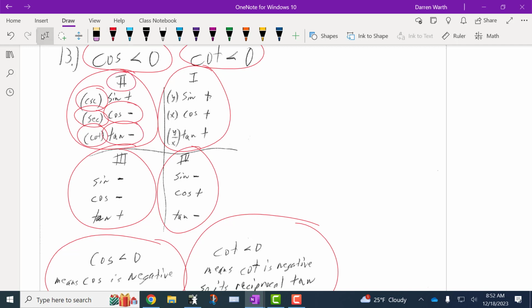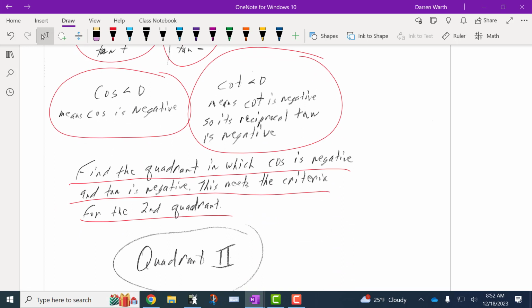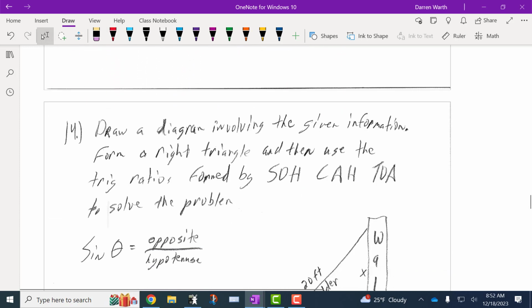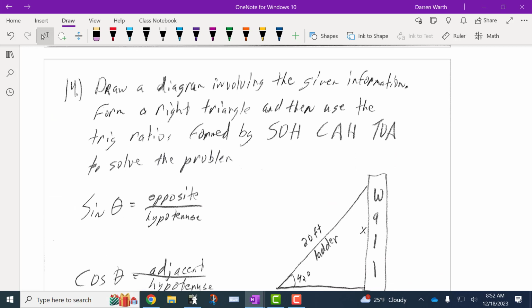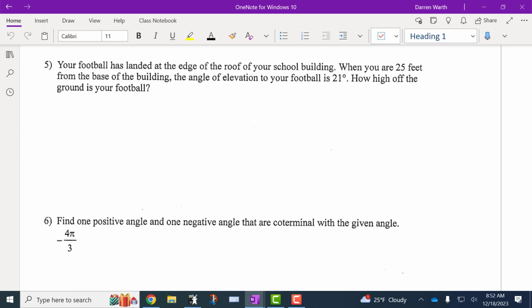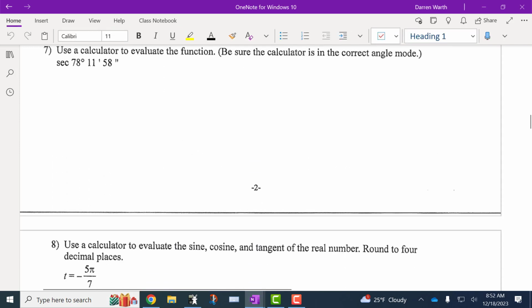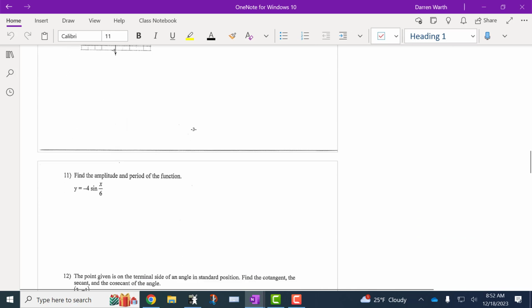So we're sitting in our second quadrant, and so that is going to be your answer, quadrant 2. Okay, number 14. Another story problem here. It says a 20-foot ladder makes an angle. And we'll go back and take a look at this off of our review sheet here. We'll read through it together.